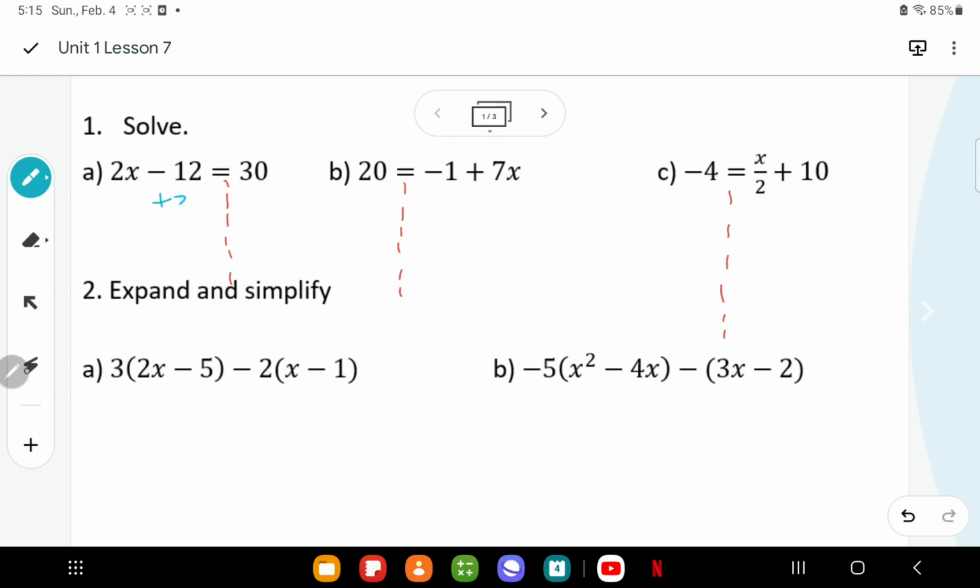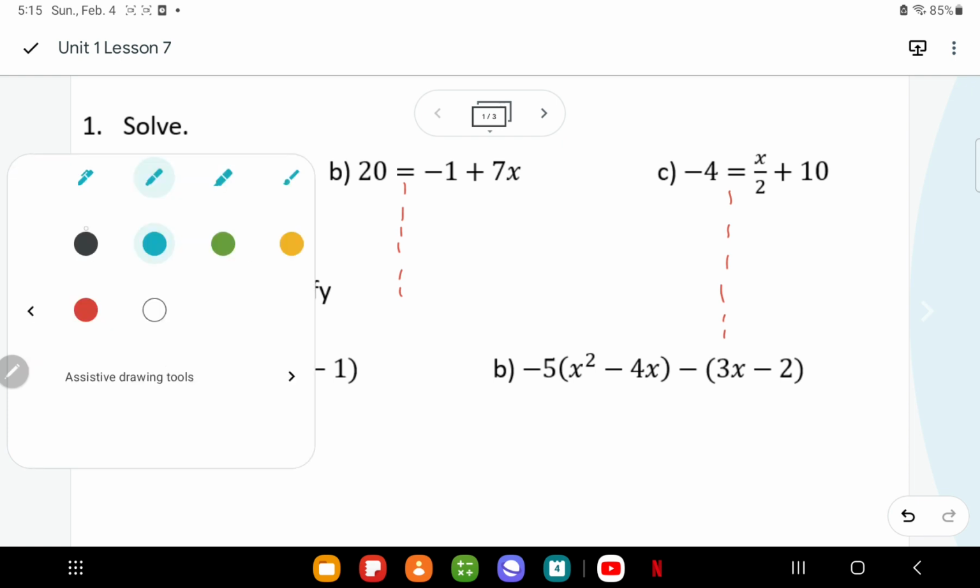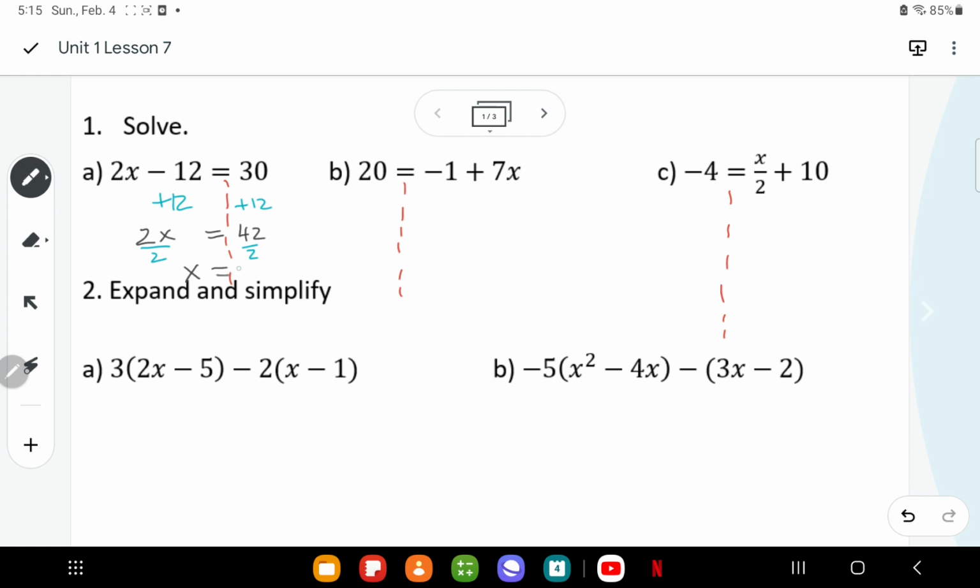So here we want to solve our equation. So we're going to do opposite operations. Add and subtract first. So I get 2x equals 42. And then, dividing by 2 on both sides, I get x equals 21 for A. Then for B, I want to undo that -1 first by adding 1 on both sides. So I get 21 equals 7x, and then divide by 7 on both sides. And 3 equals x.